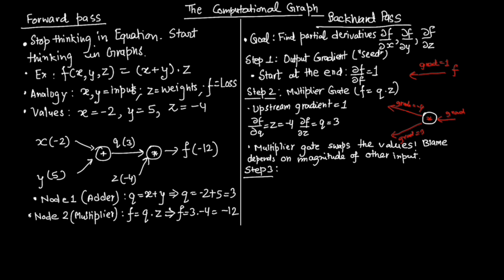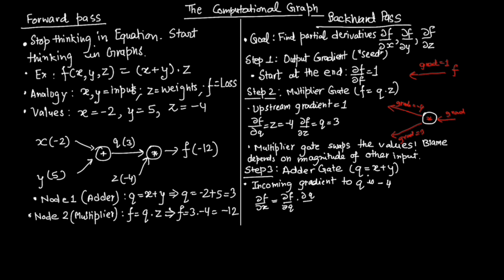Step 3, back to node 1 or the adder gate. We move back to q is equal to x plus y. We know that the gradient coming into q is minus 4, we just calculated. How does the plus gate distribute this blame to x and y? So gradient for x is equal to df by dx is equal to df by dq multiplied by dq by dx. The derivative of x plus y with respect to x is just 1. So minus 4 into 1 is equal to minus 4. The gradient for y, the derivative with respect to y, is also 1. So minus 4 into 1 is equal to minus 4.